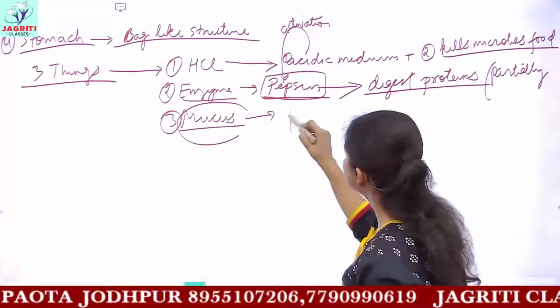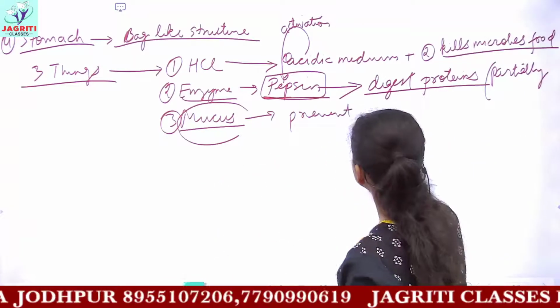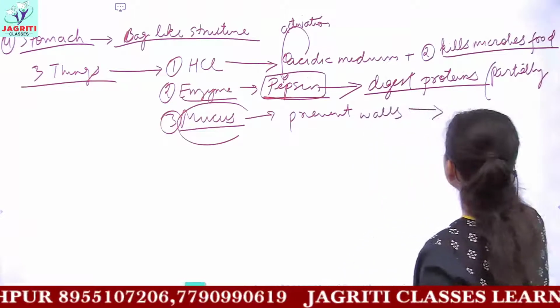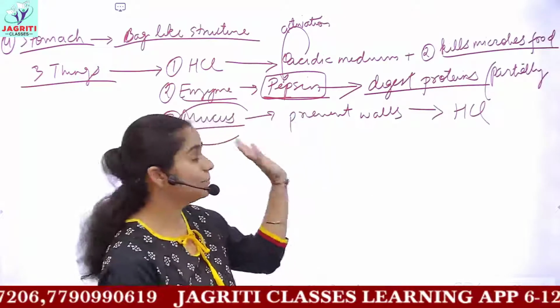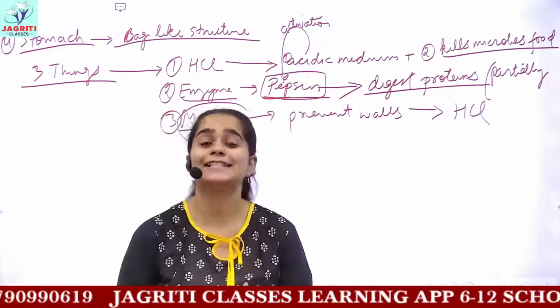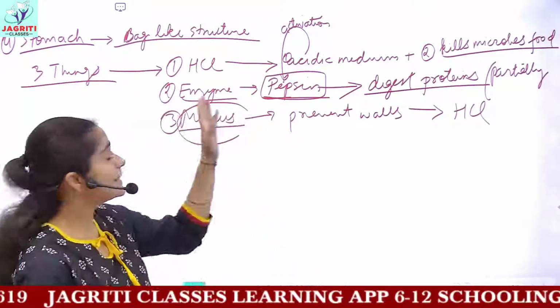And the last is mucus. Mucus prevents the walls of the stomach from the action of HCl. If mucus were absent, then HCl would cause a burning sensation, which is also called acidity. So this is an account of the stomach.